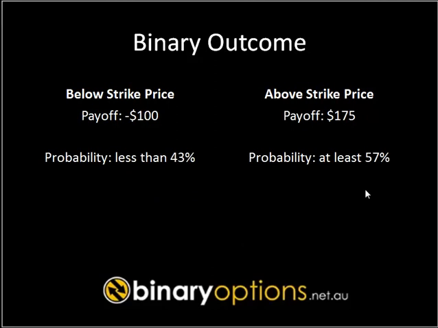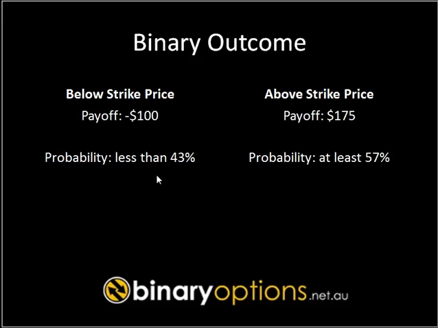Therefore, the probability that the asset finishes above the strike price must be at least 57% for us to make this trade, and the probability that the asset finishes below the strike price must be less than 43%. So what does that mean for the trader? Well, there are two ways to think about it.